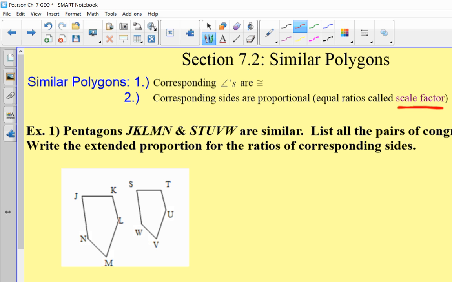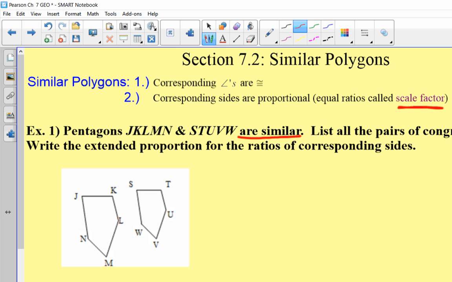So basically what you need to know here is the two figures are not going to be congruent to each other, but they're going to have a similarity, all right? In this one picture we have a pentagon and a second one that's a little bit smaller, but they're similar. So they're telling us that. That's one thing that we need to understand. They're saying they are similar, so they have a proportion. List all the pairs of the congruent angles, and then write the extended proportion for the ratios of corresponding sides.